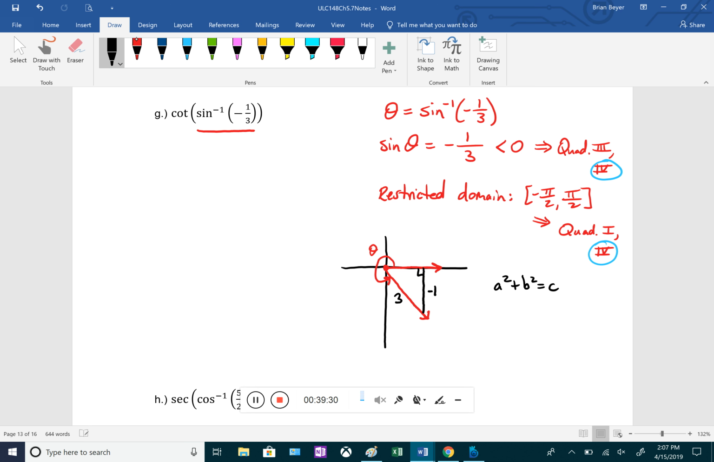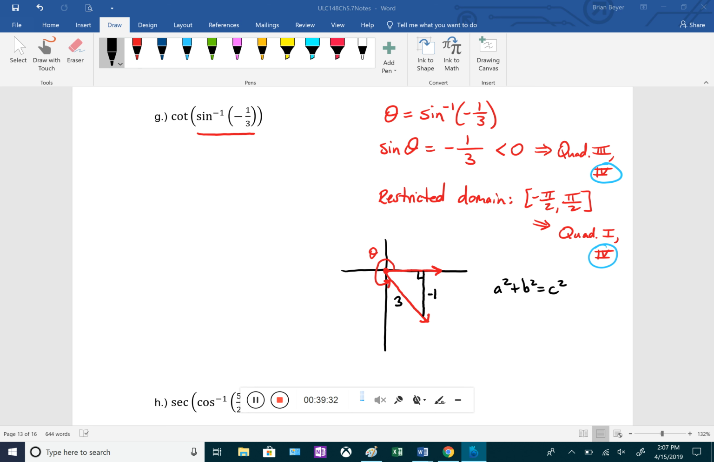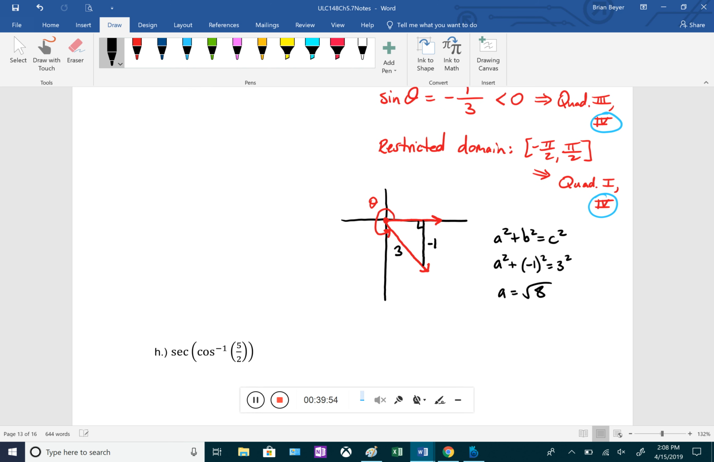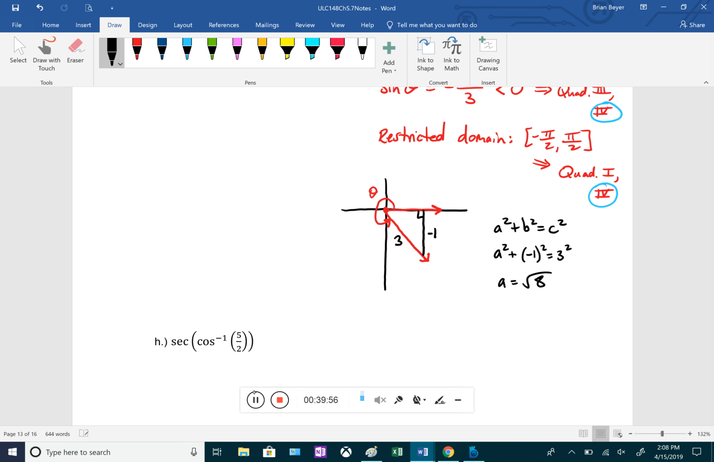I'll call that side a, so we'd have a squared plus negative 1 squared equals 3 squared. So solving this for a, we would end up getting the square root of 8. I'm going to simplify this. This simplifies to 2 radical 2.